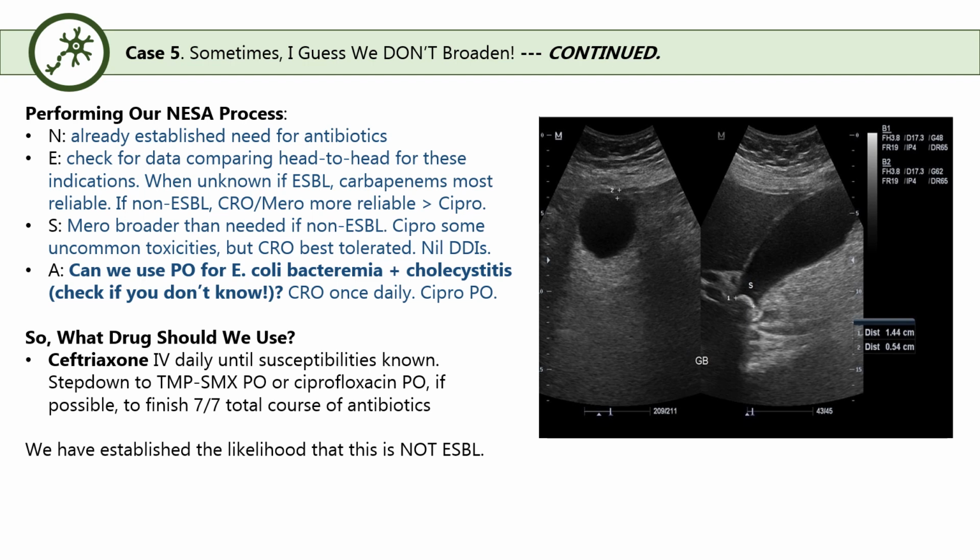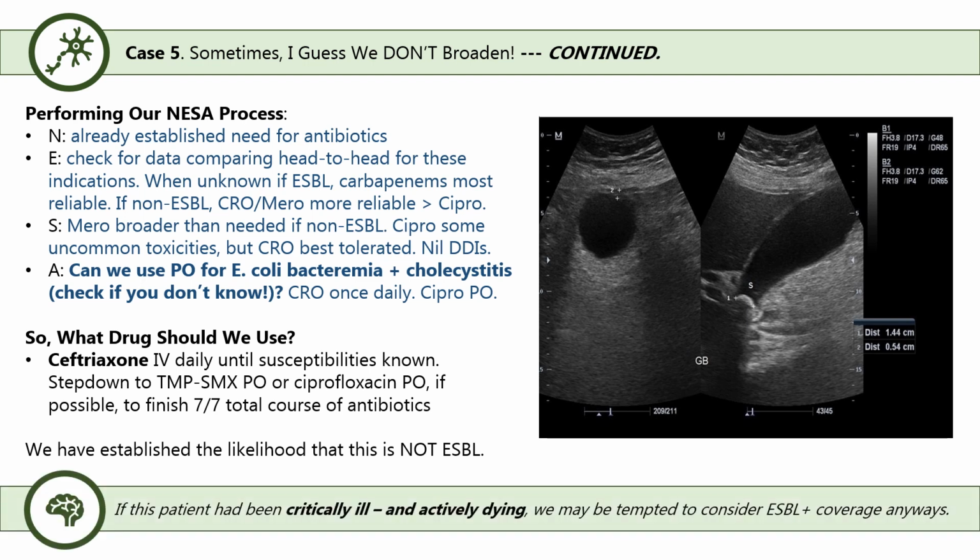until susceptibilities are known, at which point we could step down to either Cipro or TMP-SMX to finish a 7-day total course, unless there was some nidus development like a rupture or an abscess, which is unlikely in this case. Think to yourself additionally, if this patient had been critically ill and dying, would that change your confidence in using ceftriaxone instead of meropenem? Ultimately, we have to make a decision in judgment.